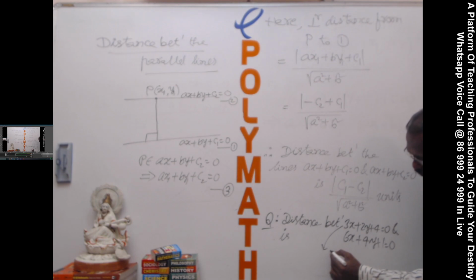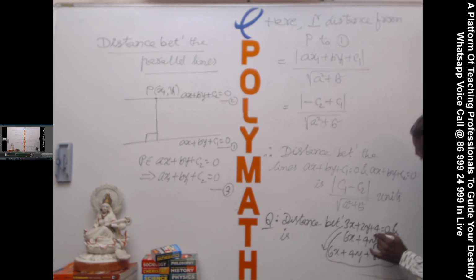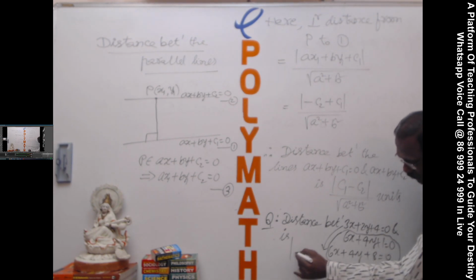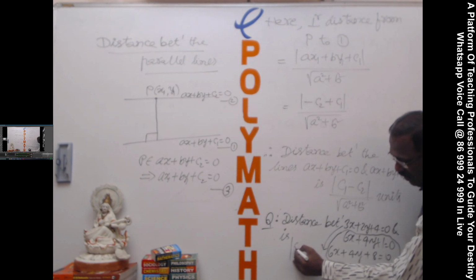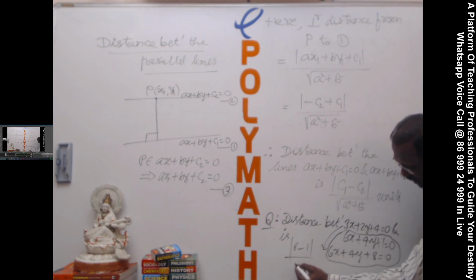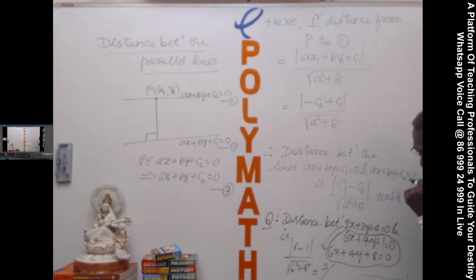You have to multiply this with 2, then what happens? 6x plus 4y plus 8 equals 0. Now apply the formula. If you apply the formula, what do you get? C1 minus C2, that is modulus of 1 minus 8 or 8 minus 1, whatever, divided by root over 6 square plus 4 square, which is nothing but 7 divided by root of 36 plus 16, root 52 units.